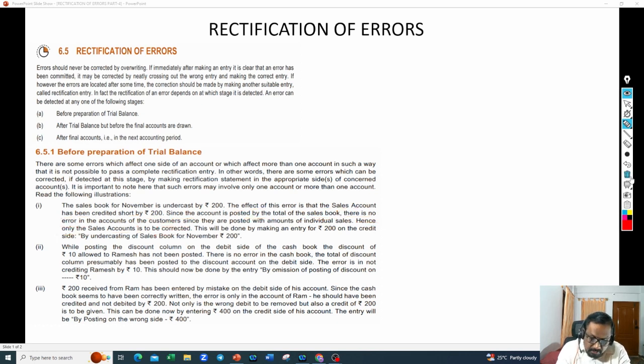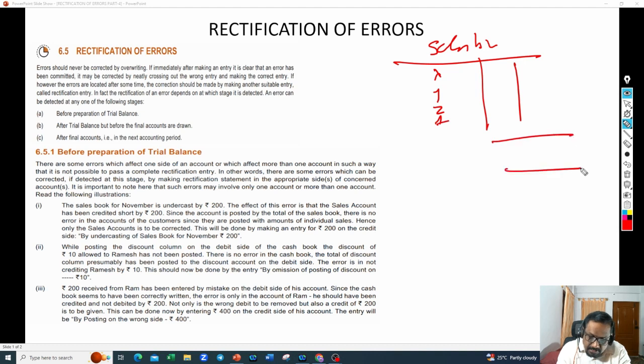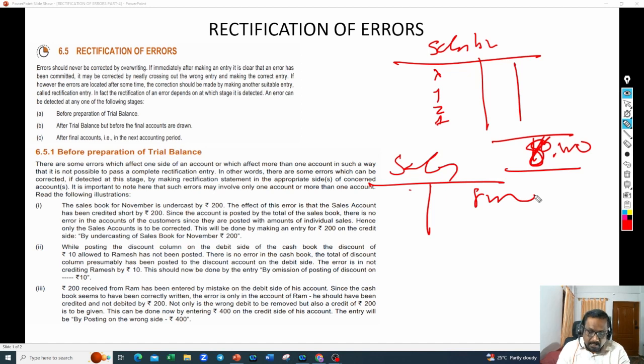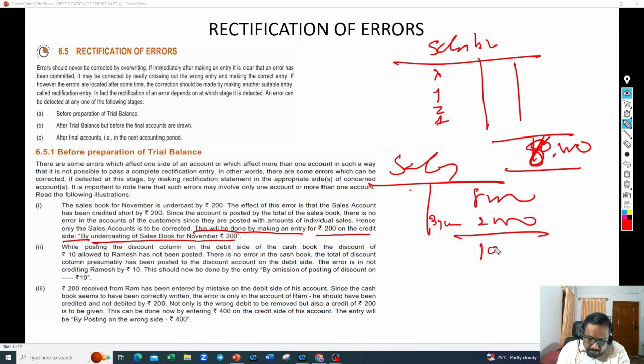Now, I'll draw the same picture again. This is the sales book. Here X, Y, Z, A, B, I put A, B, C. Then the total I showed, instead of 10,000, I showed 8,000, right? This has gone to sales account, 8,000 on the credit side. Hence only the sales account is to be rectified. This will be done by making an entry for 2000 on the credit side, by undercasting of sales book 2000. Then it will become 10,000.